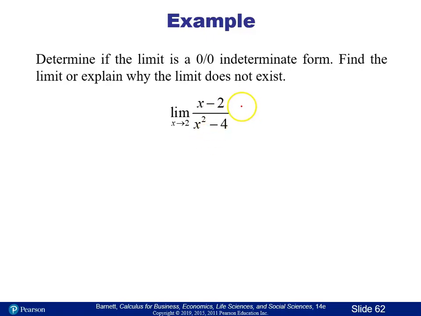Okay, this one, if I tried to evaluate it, 2 minus 2 would give me 0. 2 squared would be 4, minus 4 would be 0. So this would be another indeterminate form. So if I look at the limit as x goes to 2, let's try to factor it.